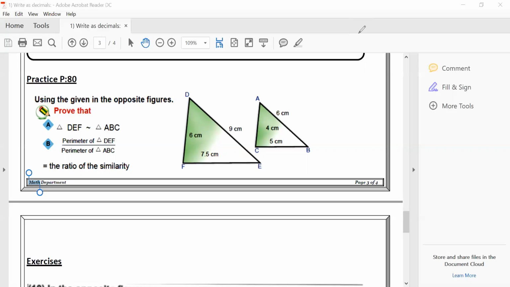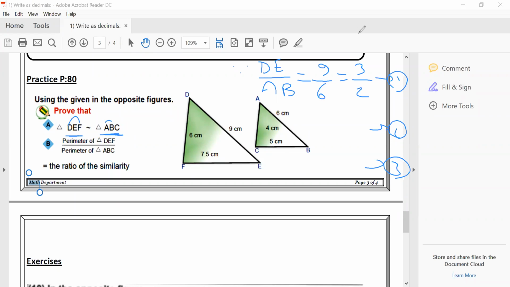So I want to prove DEF similar to ABC. So I will say, since the first side DE over AB, it is alone, because this will be number 1. Because 1, 2 and 3 must be constant to prove that they are similar. So DE over AB, so 9 over 6. After simplifying it will be 3 over 2. So this is number 1.